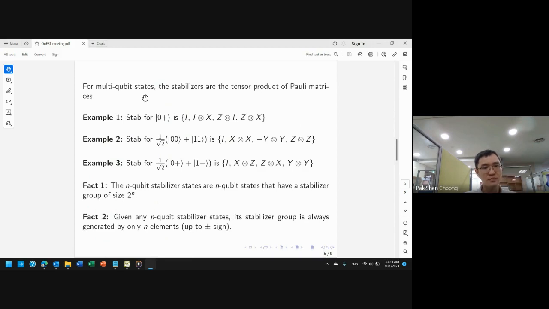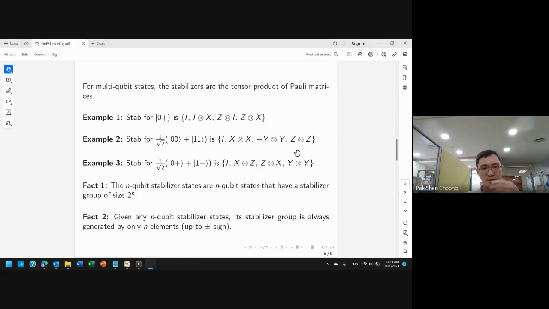For the first example, if you have 0 and plus, the stabilizers will be identity, and then either x on the second qubit, or z on the first qubit, or the tensor product between the two. So this is easy to identify. For the second example, your stabilizers will be this set. As for the third example, which is a cluster state, your stabilizer is this set. So you can verify the stabilizers one by one.